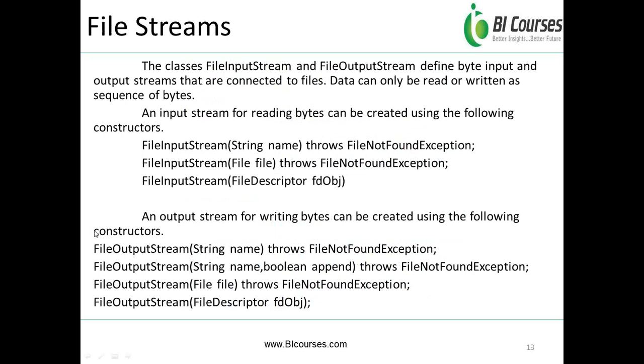So file streams. So there are file input stream, string name, throws file not found exception. So here the classes file input stream and file output stream define byte input and output streams that are connected to files. So if you want to read a file's contents, then you have to use file input stream by passing the file object or name of the file. If the file is not found, then we'll get the file not found exception.